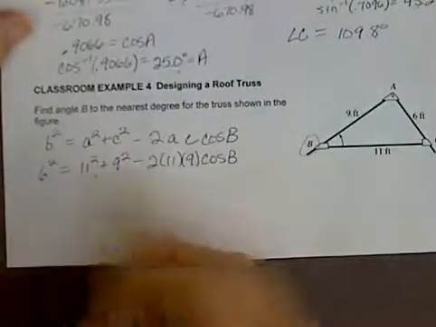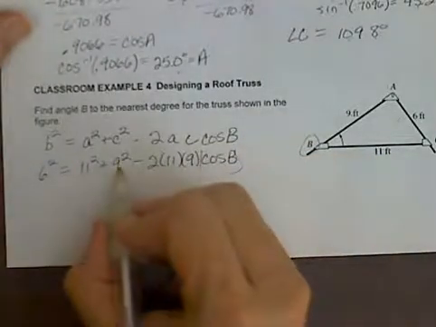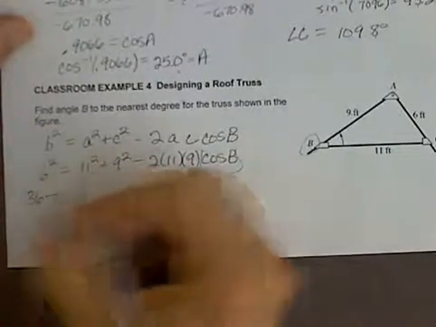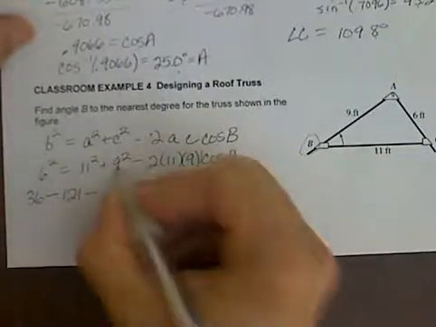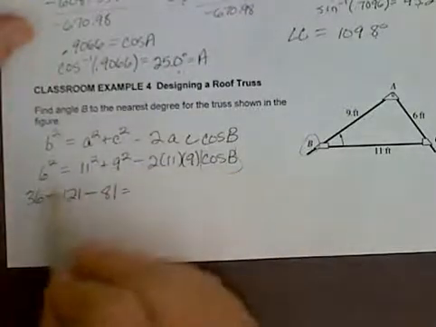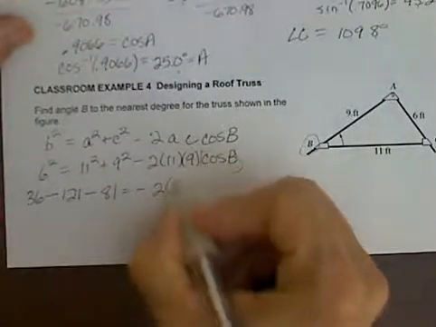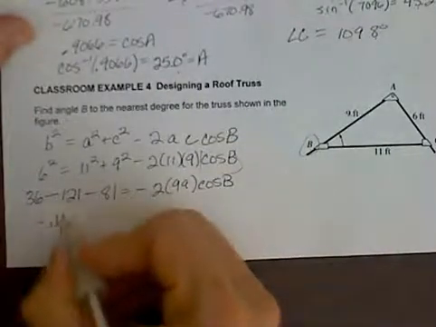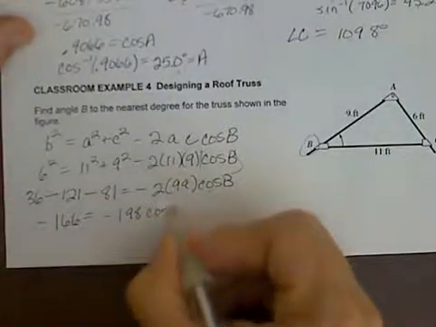So just like in the last one, I want to solve this for the cosine of B. So first I've got to subtract these two quantities from both sides. This is going to be 36. 11 squared is 121, so I'm going to subtract that. 9 squared is 81. So I'm subtracting those things from both sides. I squared each one of those first before I subtracted that. If I work this out, this is negative 166. On this side I have negative 198 times the cosine of B.